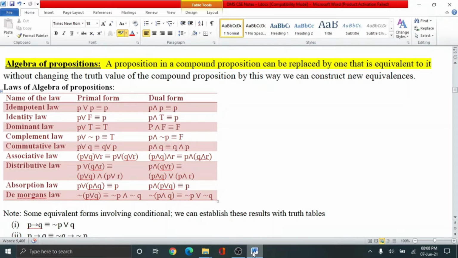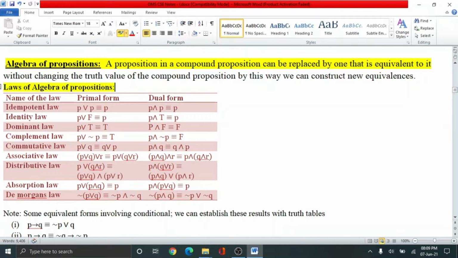That is, in order to verify the validity of any given statement, sometimes we need to replace the given compound proposition with an equivalent form, and without changing the truth value of the given compound proposition we can replace it with an equivalent compound proposition, and that can be done with the help of laws of algebra. And that is how we apply the laws of algebra for propositions.